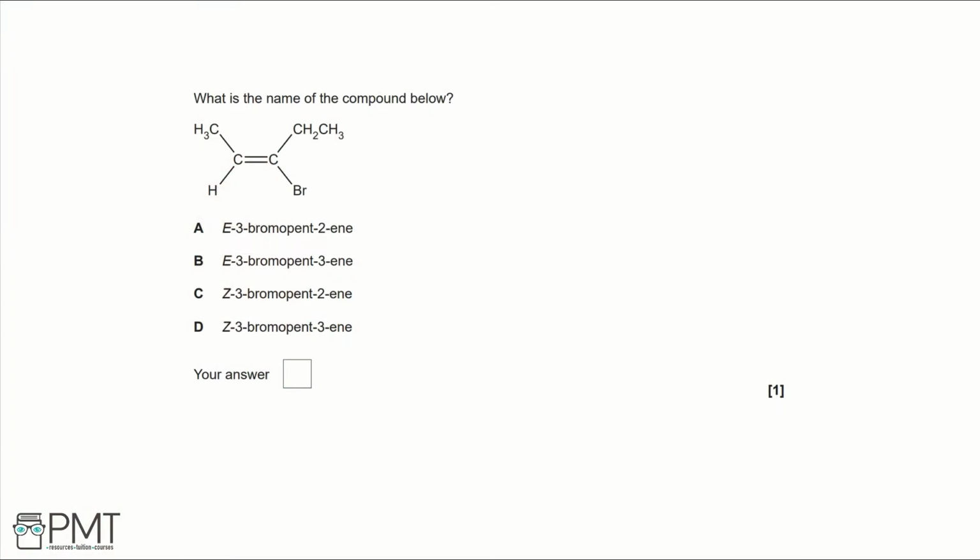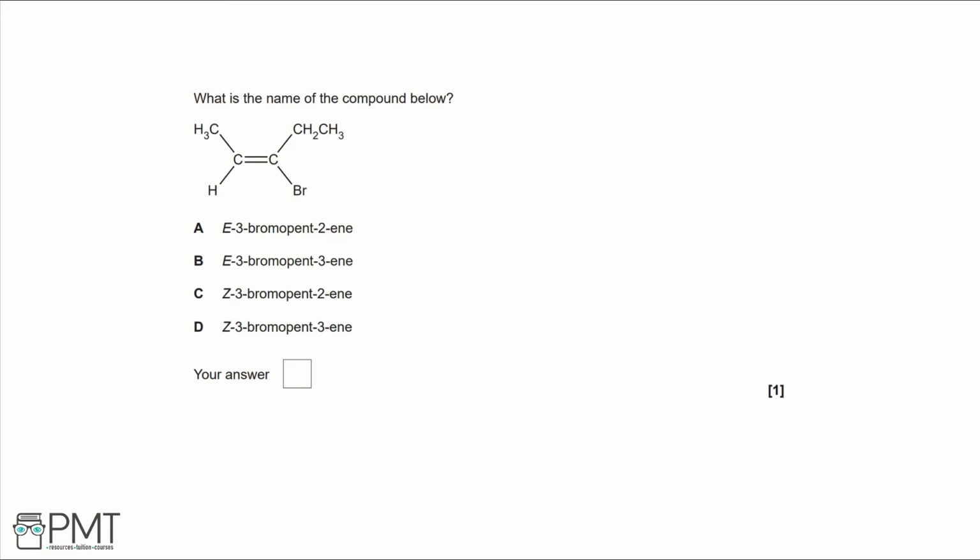What is the name of the compound below? A. E-3-bromopent-2-ene. B. E-3-bromopent-3-ene. C. Z-3-bromopent-2-ene. Or D. Z-3-bromopent-3-ene. So let's start by working out if it's E or Z.